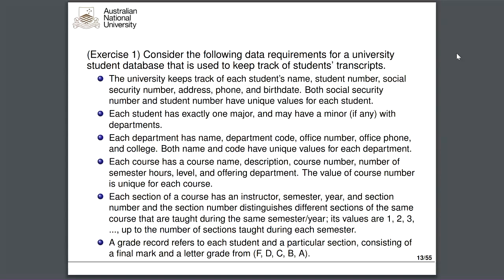Now the second one: each student has exactly one major, and may have some minors within some departments. This is just one case. Maybe some students do have a double major. They want to have more. I had many friends who majored in computer science and also mathematics, because those are all quite important.